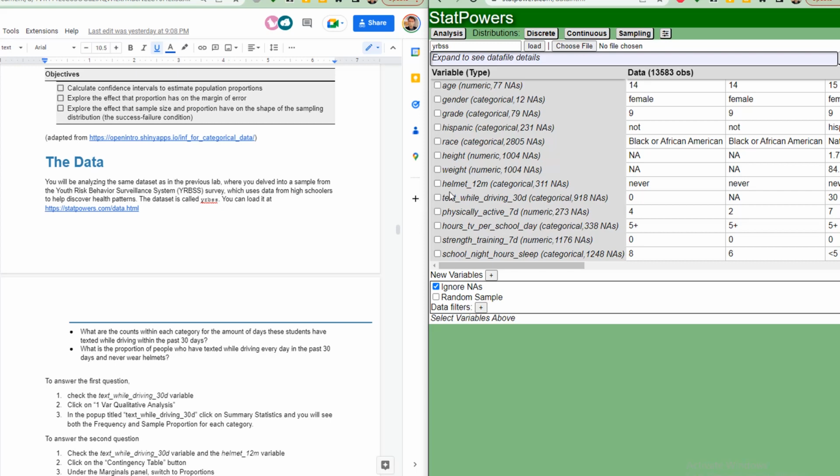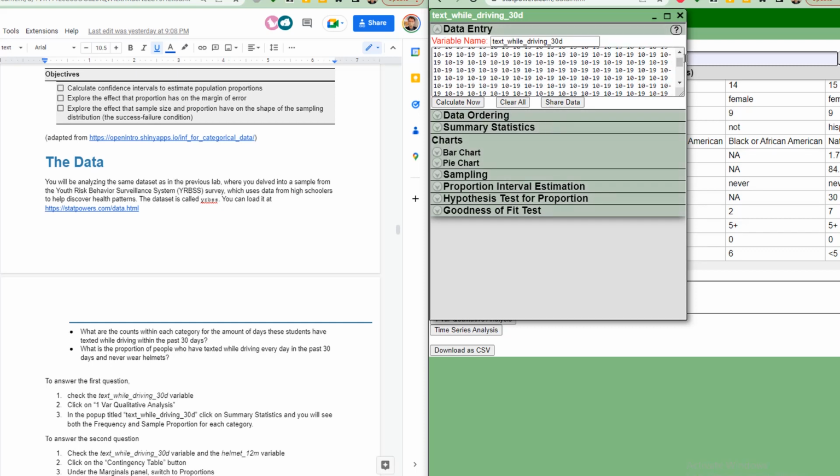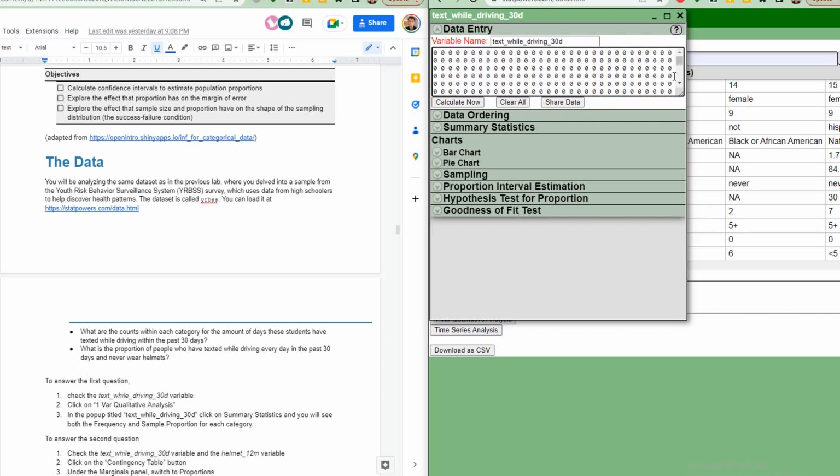So, okay, we're going to first look at the texting while driving in the last 30 days. Text while drive 30 days. This is our variable. There are some missing values represented by NAs. Ignore NA is there by default, so that's going to be just ignoring any missing values. It looks like we have categories. These are bins, so it's not treated as a number, because although there are zeros, there's also other values like 10 to 19.